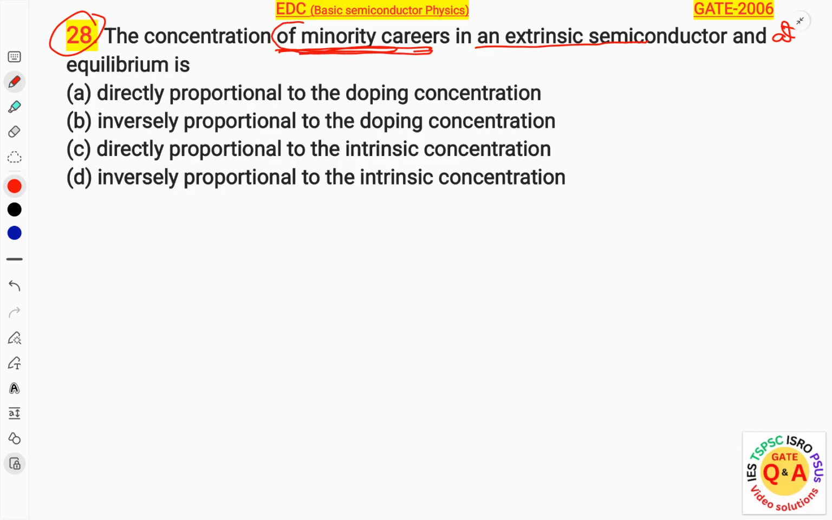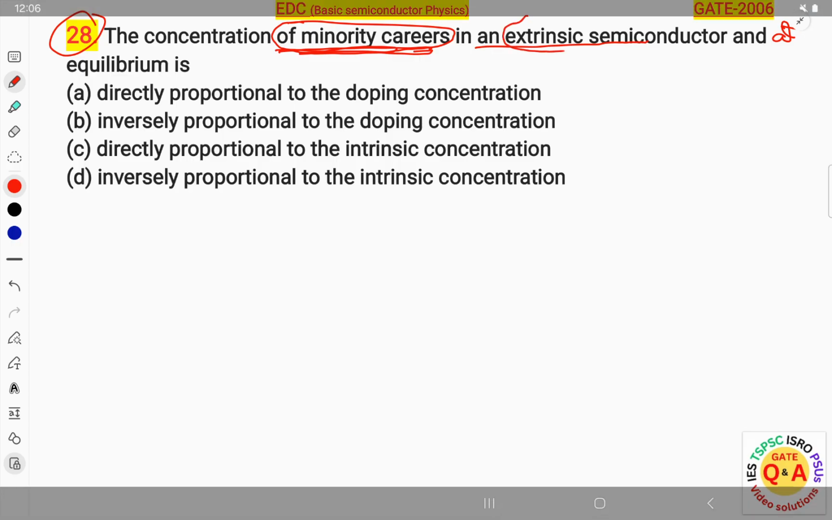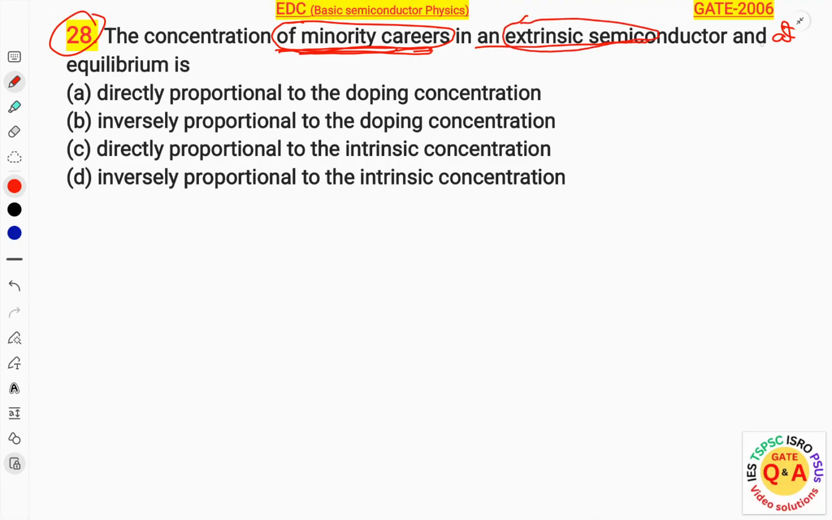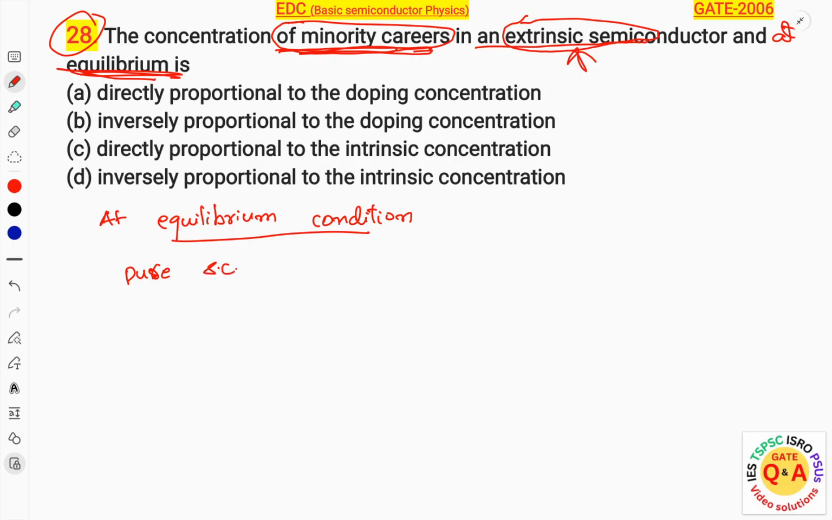First, we need to find minority carrier concentration in an extrinsic semiconductor at equilibrium condition. This is the main important part. Extrinsic semiconductor means it is doped. So we need to discuss the equilibrium condition here. At equilibrium condition, whether it is a pure semiconductor or p type or n type, pure and these two are impure, means these two are doped.